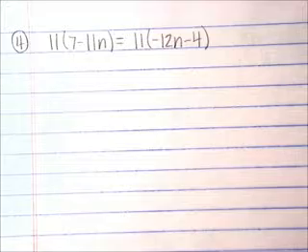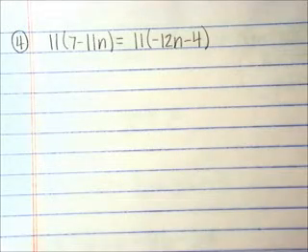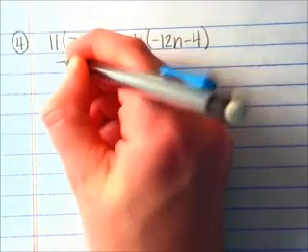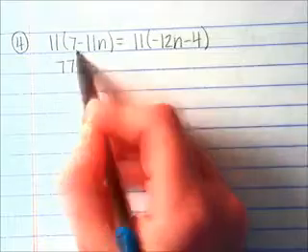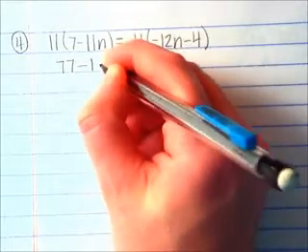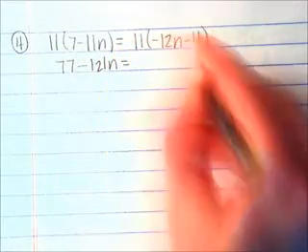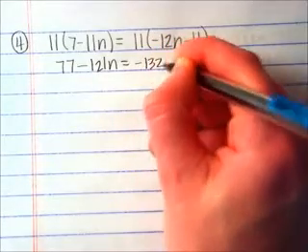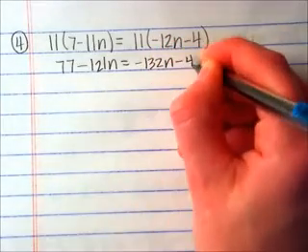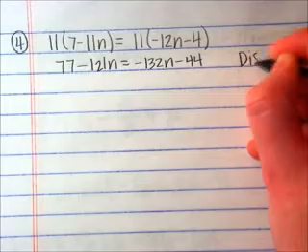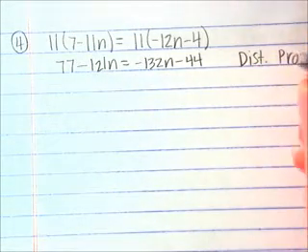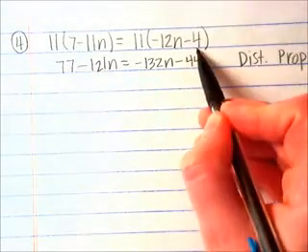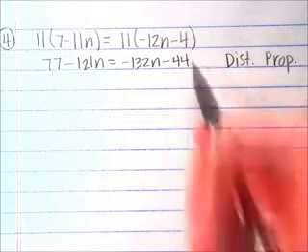All right, let's try a fourth problem. Let's get rid of the grouping symbols first, and we do that using our distributive property. 11 times 7 is 77. That'd be minus 121n. And I can use the distributive property over here as well. So that's negative 132n minus 44. Again, I'm going to justify my step. How did I go from line 1 to line 2? I use the distributive property.